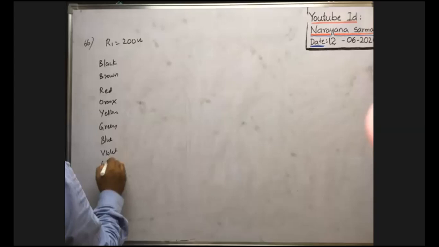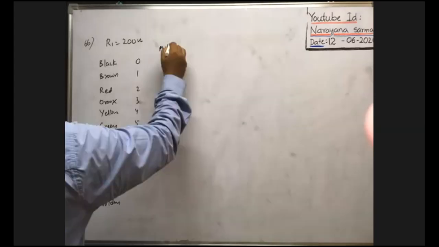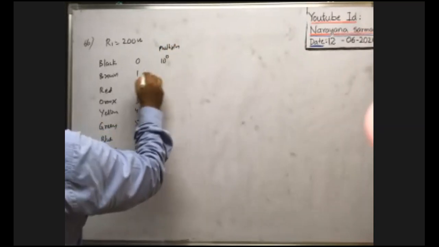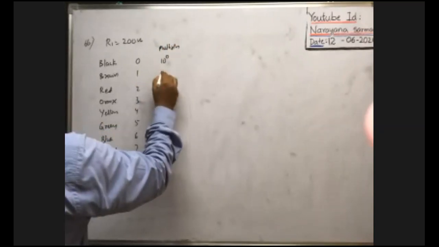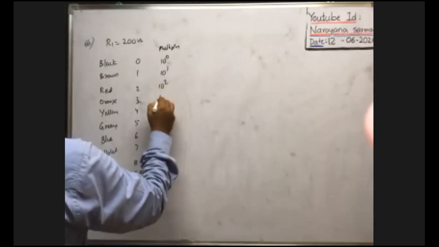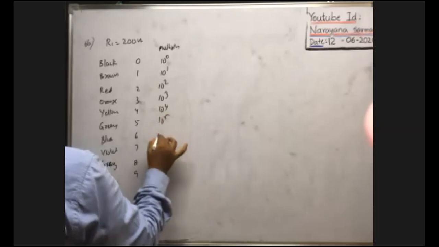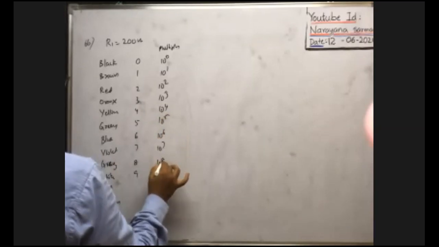Next, the multiplier, or powers of 10. Multiplier 10 to the power of 0. For brown, the code is 1, that means 10 to the power of 1, 10 to the power of 2, 10 to the power of 3, 10 to the power of 4, 10 to the power of 5, 10 to the power of 6, 10 to the power of 7, 10 to the power of 8, 10 to the power of 9.